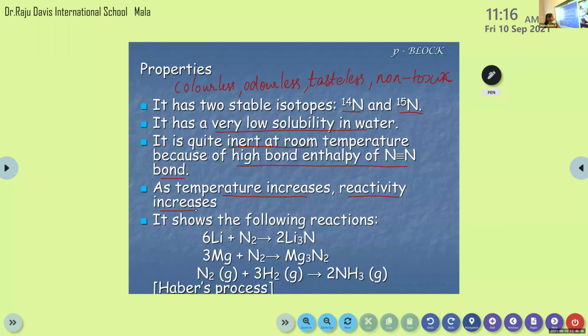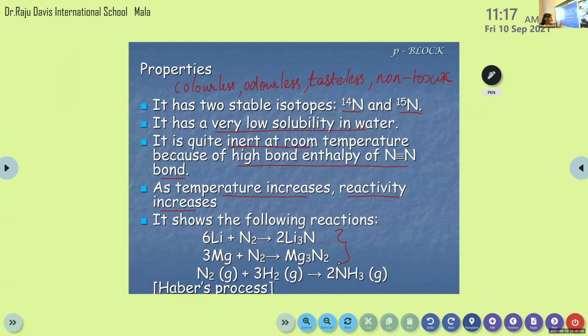At higher temperature, dinitrogen will react with both metals and non-metals. These two reactions belong to the reaction of nitrogen with metals. Here you can see lithium. That's an example for a metal.